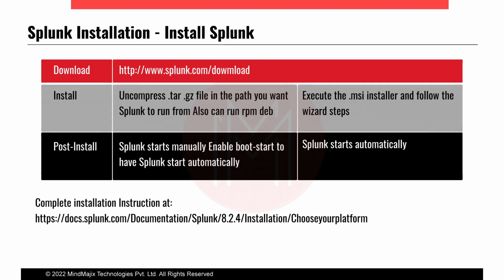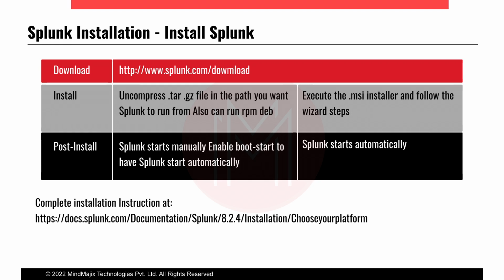Just to brief you, these are the two types of installation presented here. One is Linux, which you see on the left-hand side, and the installation can be done by uncompressing the tar.gz file into the /opt/splunk directory, and then you can run Splunk from it. Besides the tar.gz file, it is also supported in rpm and deb file formats. Whereas in Windows, you have an MSI installer available, and the installation follows wizard steps and helps you create the Splunk administrator's account and its password.